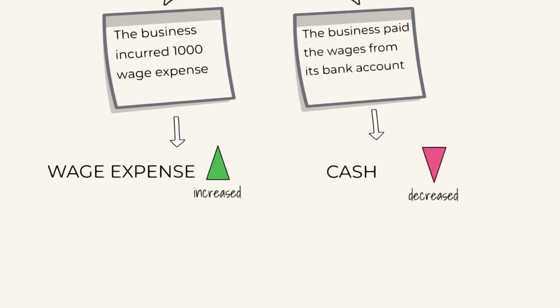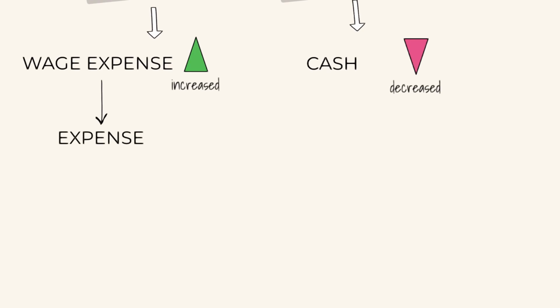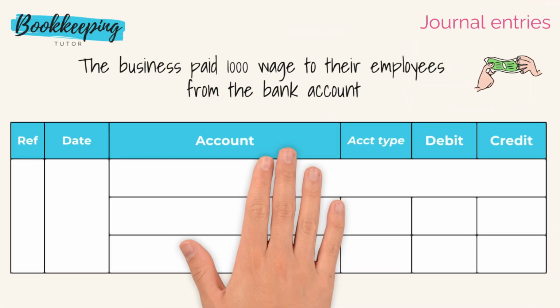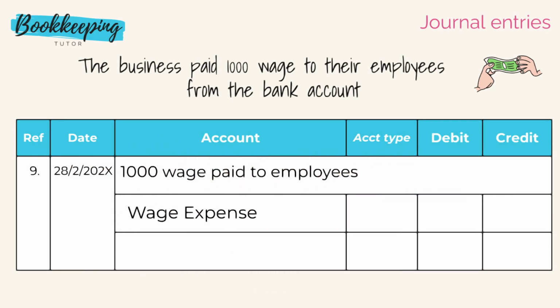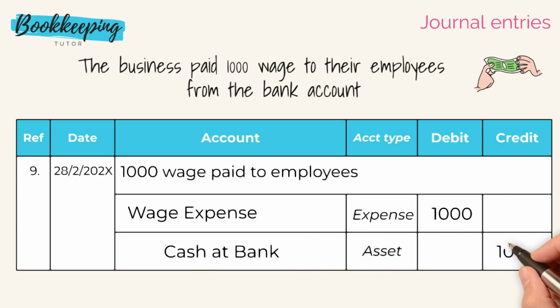The wage expense is obviously an expense account. An increase on an expense account is a debit. Therefore, we need to debit the wage expense account. The bank balance decreased by 1,000. The cash at bank is an asset account. The decrease on an asset account is credit. Therefore, we need to credit the cash at bank account by 1,000. So when a business pays the wage from its bank account, it should be recorded as debit the wage expense and credit the cash at bank account with the same amount.